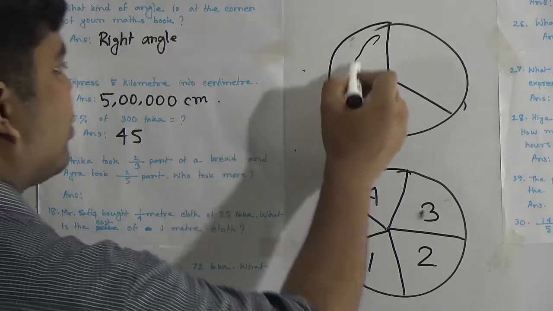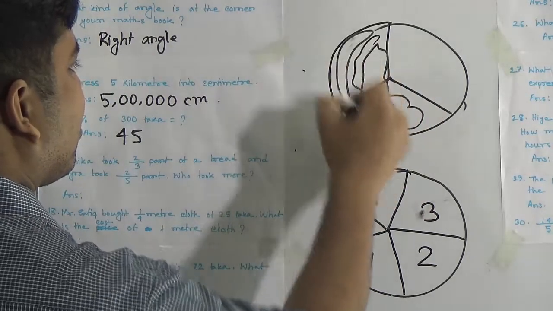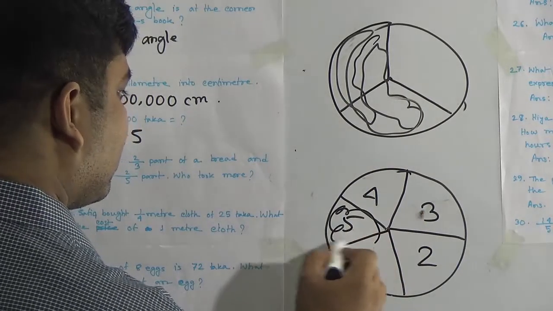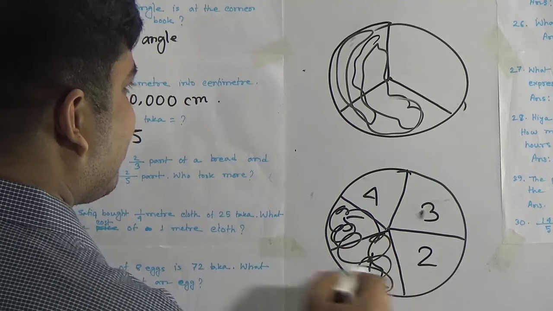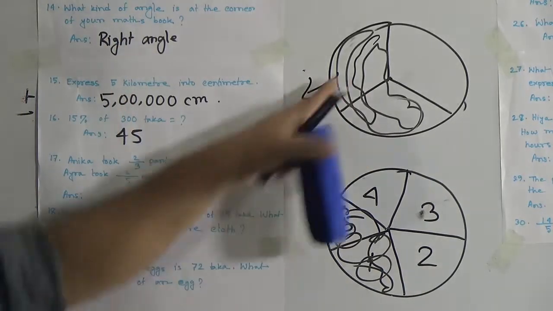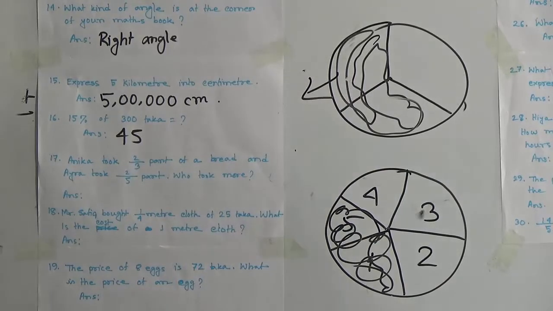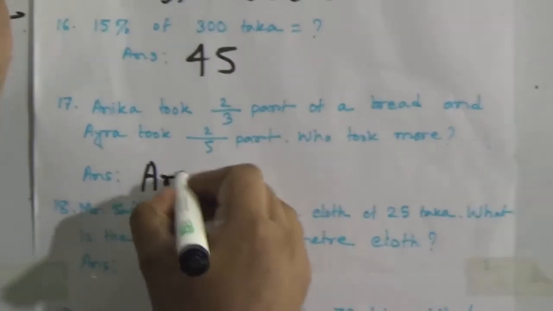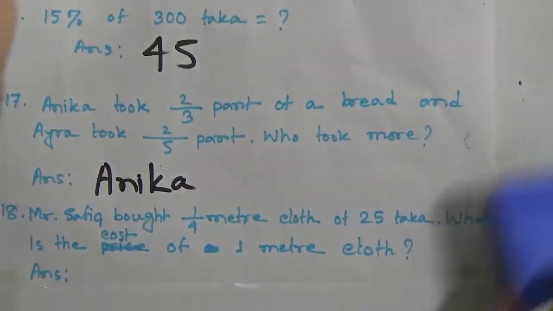That means Anika took this part, and Ira took these 2 parts. So which one is larger? Must be this one, and this one is taken by Anika. So who took more? The answer will be Anika. Okay.